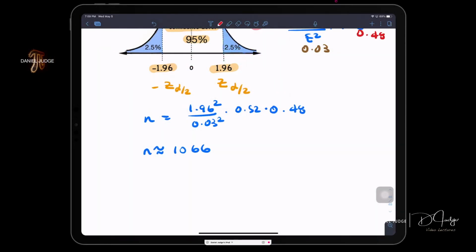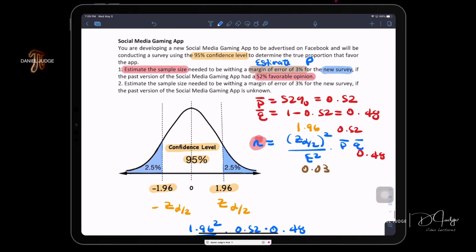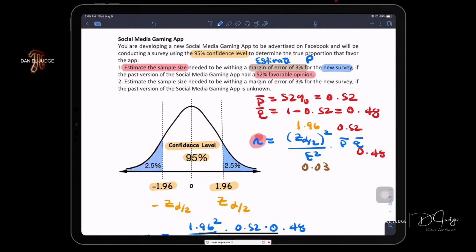So we can also write this as saying if we take a sample that's at least the size 1,066, using the 95% confidence level in the new study, we will be within a margin of error of plus or minus 3%. And this is how we answer that question when the sample proportion is known from a past study.